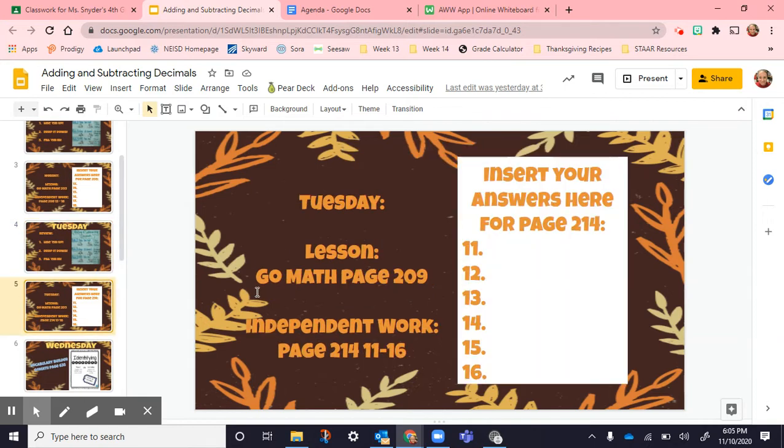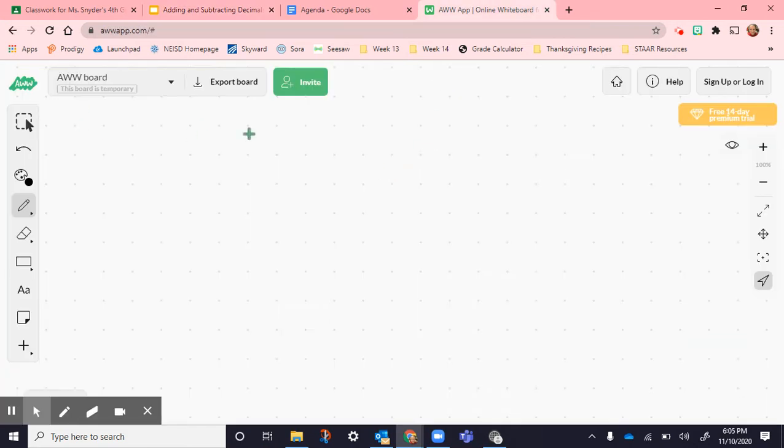For Tuesday, we started off on page 209 and worked through some problems, and then we stopped at 214. Students worked on numbers 11 through 16. They're going to click here in this box and put A, B, C, D, whatever their answer choice is, here. So let me show you some things that we talked about today with subtraction.